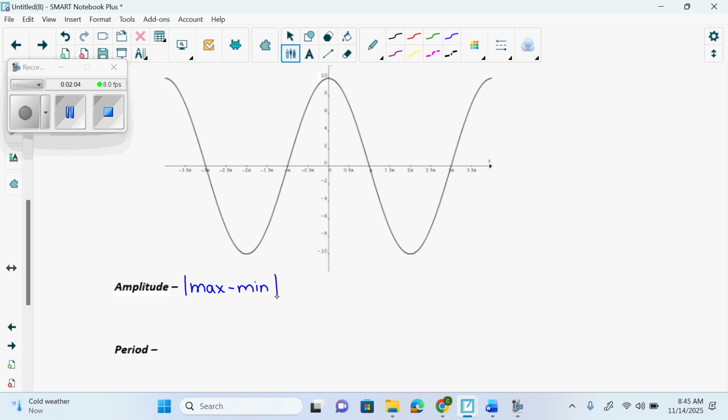Okay? So, the maximum on this graph is 10 minus a minus 10, divided by 2 is 10, because it would be 20 divided by 2. We could also count it. 10, 20, half of that is 10. Yes? So that absolute value of max minus min just gets the vertical distance for you. It's positive. Okay? Perfect.